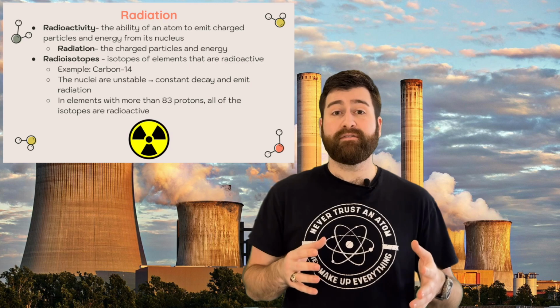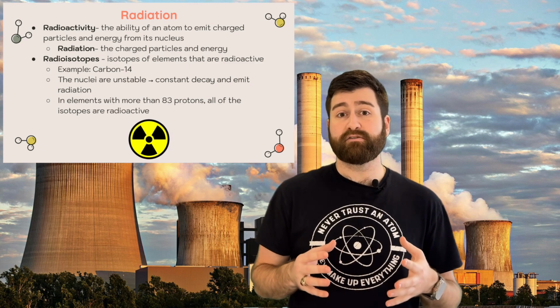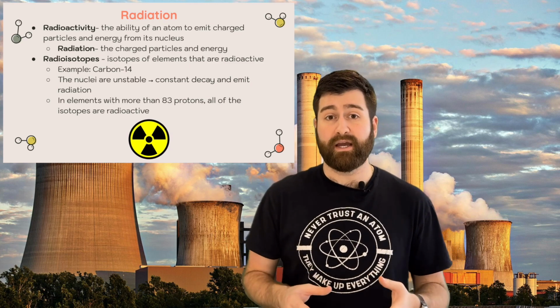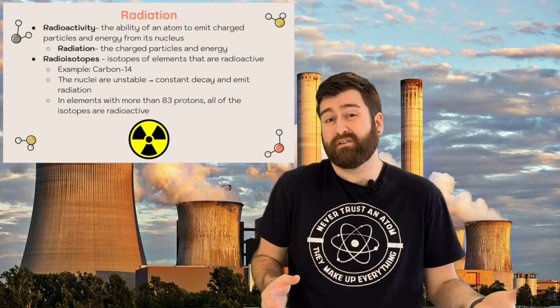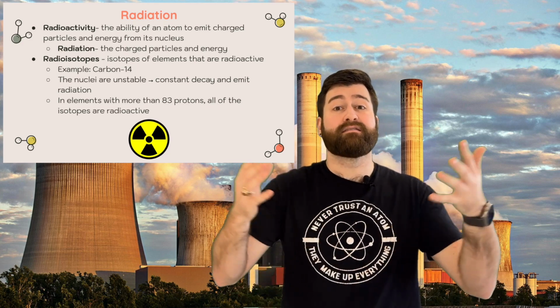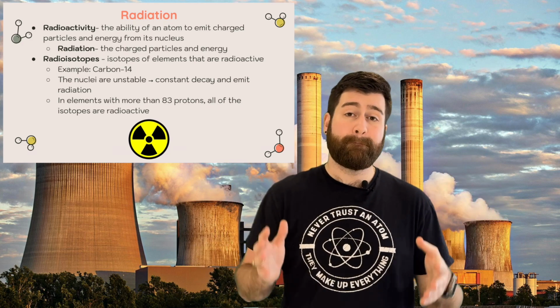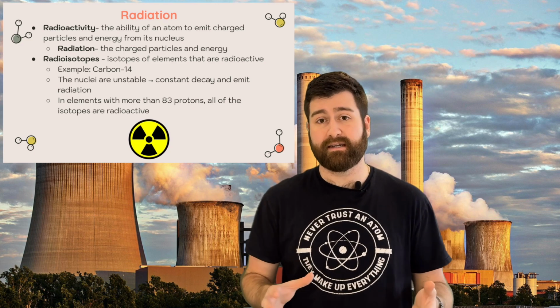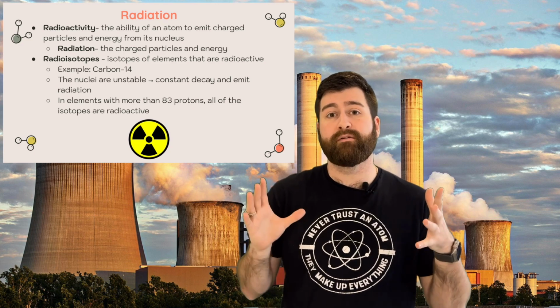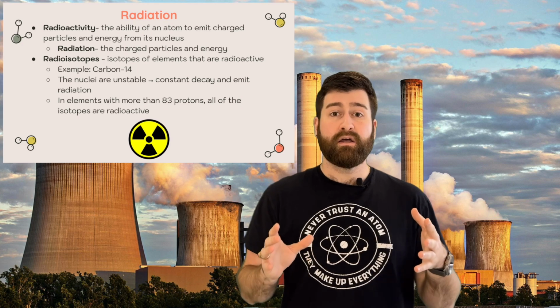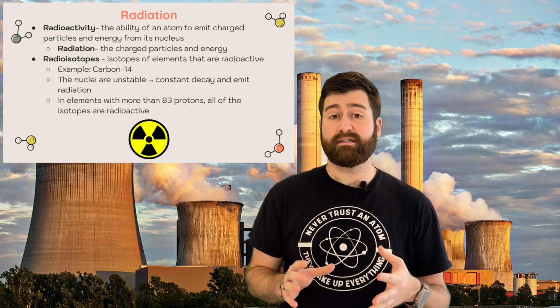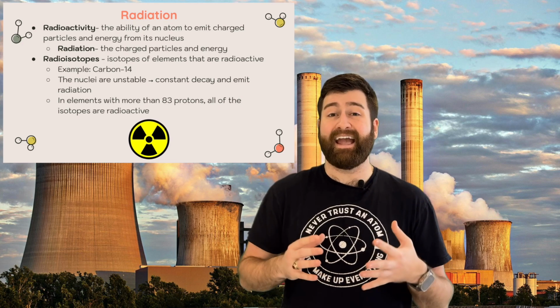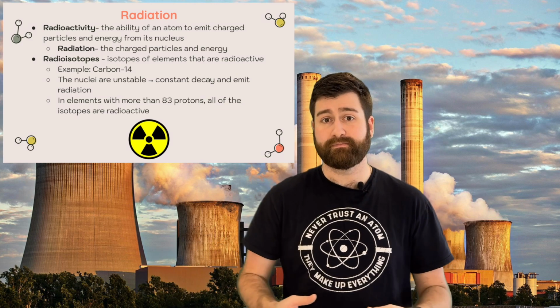If an isotope of an element is radioactive and emits radiation, it is known as a radioisotope. And these are, as I alluded to, isotopes of elements that are radioactive. A popular example that we're going to spend a little bit of time talking about is carbon-14. Now, the nuclei of radioisotopes are unstable, which leads to constant decay and emission of radiation.